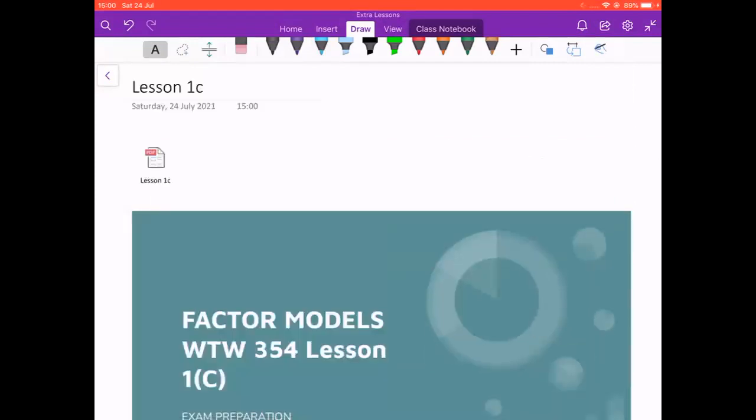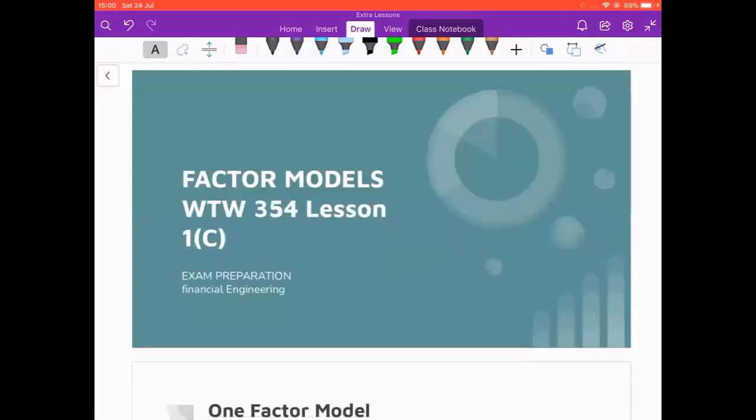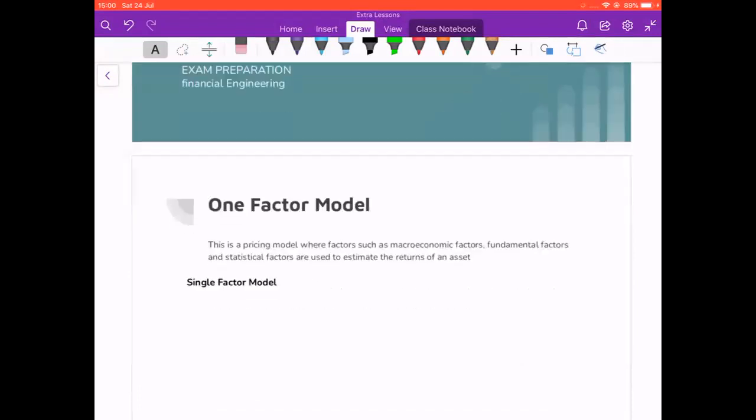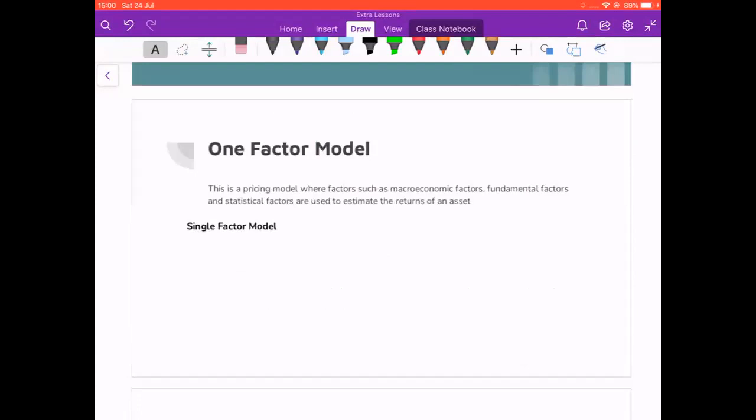So I think maybe we can start with factor models now. Anyway, for factor models, it's much simpler. In the questions, I can show you how to answer these questions. Basically, factor models are pricing models where you use factors to estimate the returns of an asset.